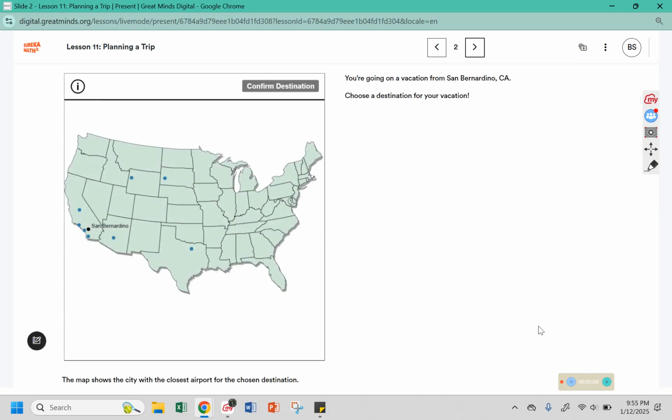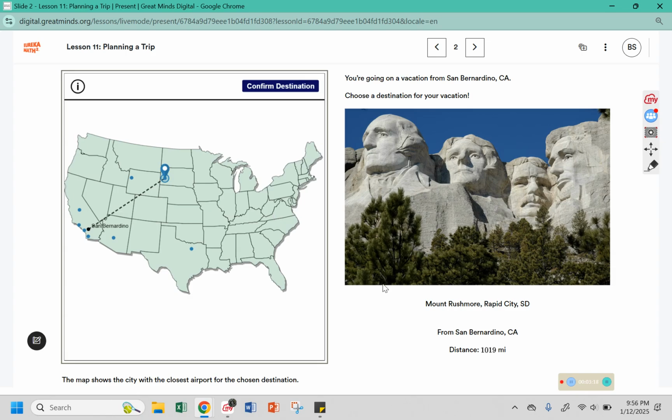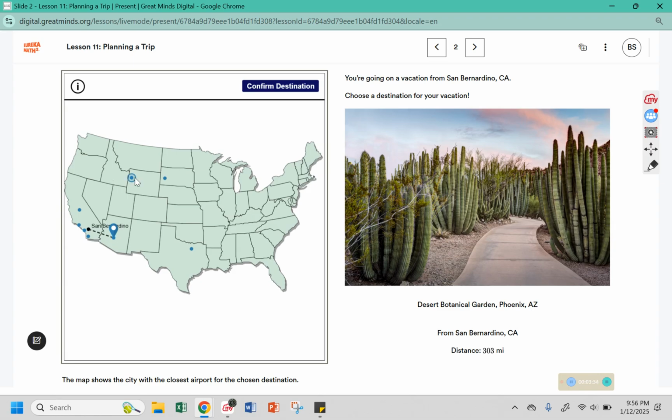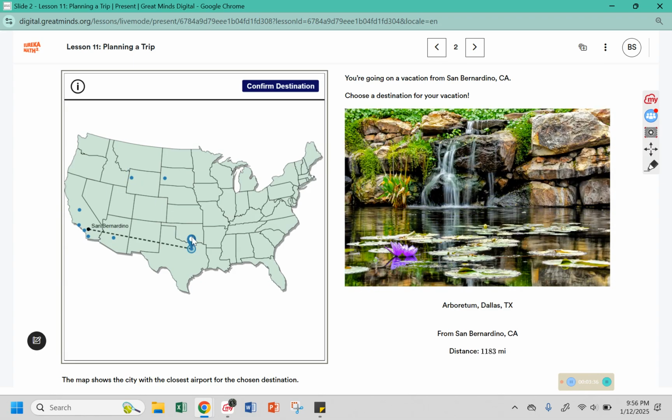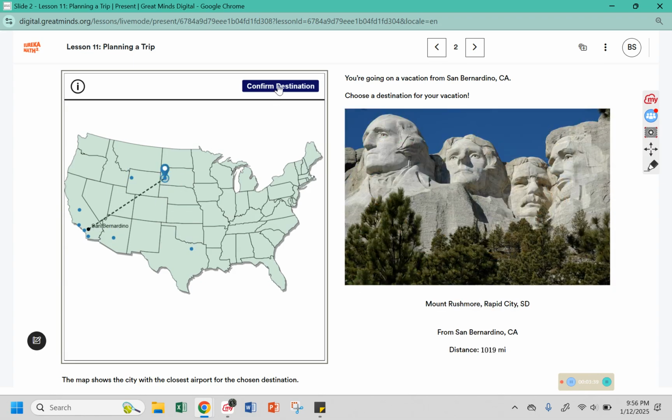You are going on a vacation from San Bernardino, California. Choose a destination for your vacation. So I'm going to go see Mount Rushmore. And it tells us down here that the distance I'm going to travel is 1,019 miles. You do not have to choose the same destination that I do. You can choose one of the other locations and then just confirm your destination when you're ready.